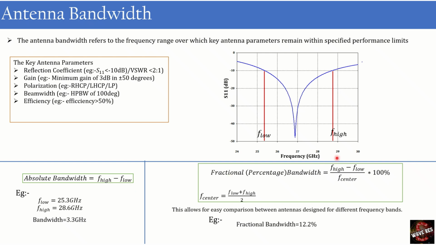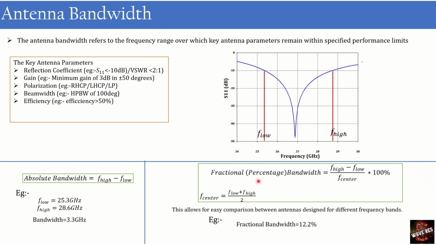The second one is fractional or percentage bandwidth. It is defined as F high minus F low divided by F center, multiplied by 100%. The center frequency can be calculated as F low plus F high divided by 2.